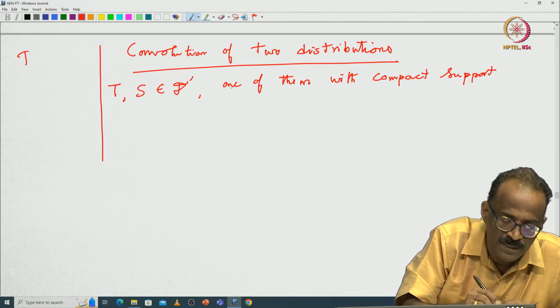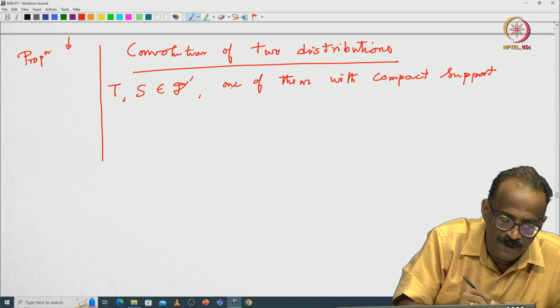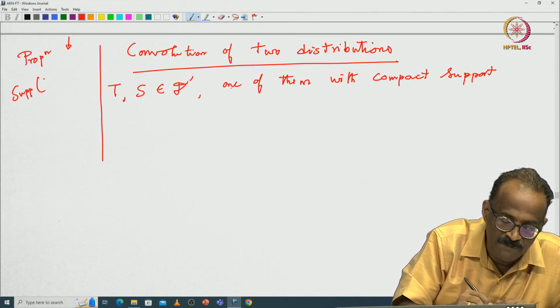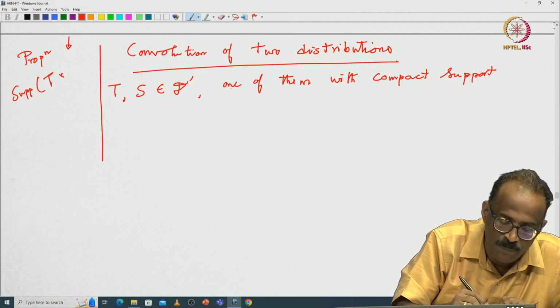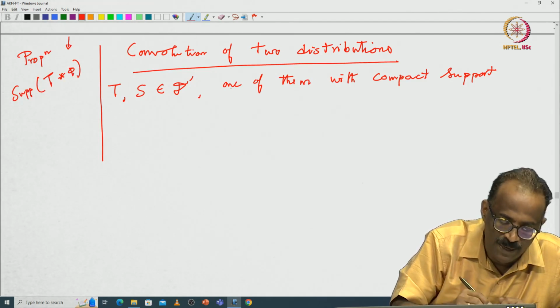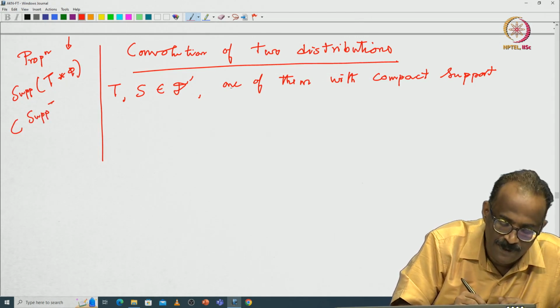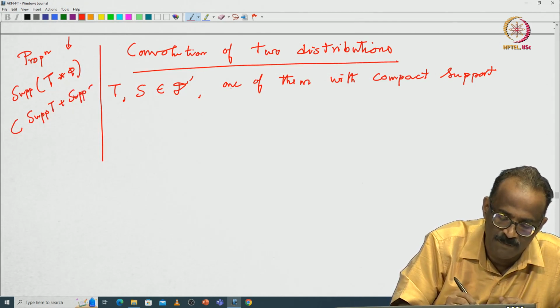About the previous one: the support of T star phi, because T star phi is a function. If T has compact support and phi has compact support, the support will be in the support of T plus the support of phi. If you want, you can verify that.